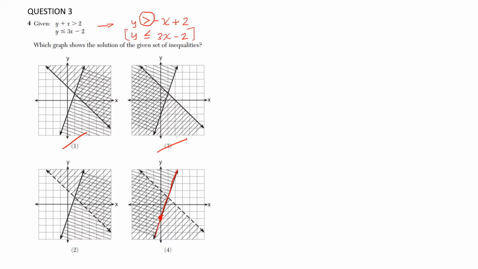So the idea is which direction should we be shading in? Let's plug in 0, 0, just as a point, to see if that fits the inequality. Again, I'm just going to rewrite here. Is 0 less than or equal to 3 times 0 minus 2? This goes to 0. Is 0 less than negative 2? This is false. So that means we are not going to be shading toward 0, 0, which is over here.